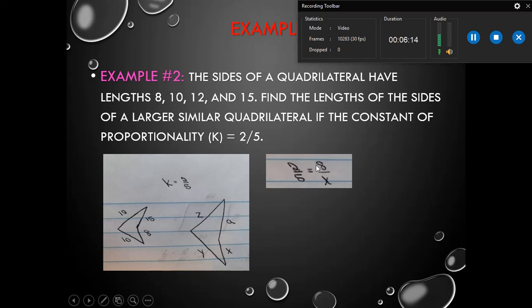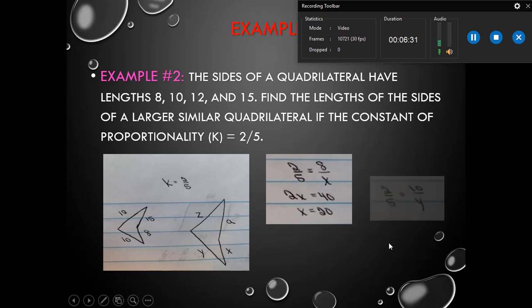I did 2 times 4 to get 8. So this is really 5 times 4 to get x, and x is 20. So some of these ratios will be quite simple, and a lot of math will not need to be shown. Now I'm going to do the same thing for y, starting with my scale factor of 2 to 5.